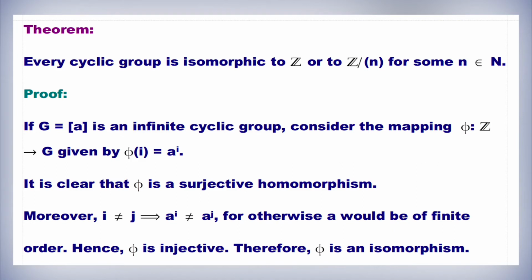It is clear that phi is a surjective homomorphism. Moreover, i not equal to j implies a^i is not equal to a^j, for otherwise a would be of finite order. Hence, phi is injective. Therefore, phi is an isomorphism.